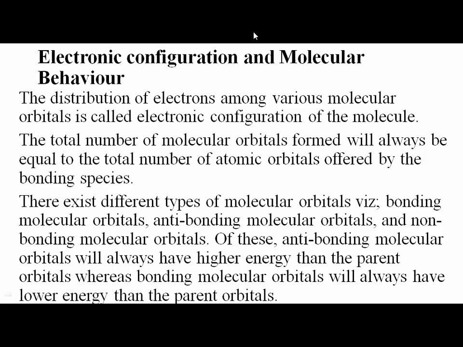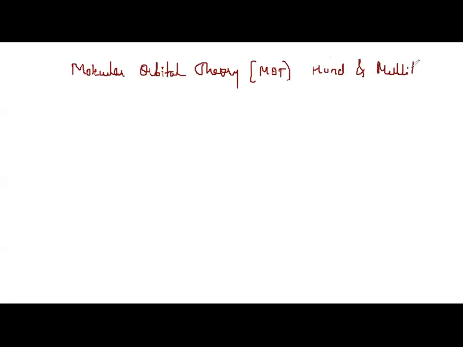This is based on molecular orbital theory. It is based on what? Molecular orbital theory. Okay, let us try to understand. Which is abbreviated as MOT. This was given by Hund and Mulliken. These two people, in the year 1932, they gave this.